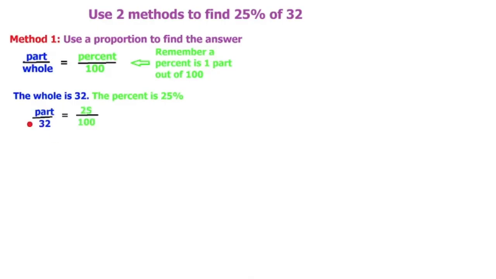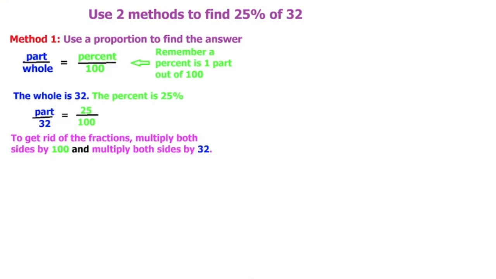So now we could just fill in the numbers. The part over the whole, which is 32, equals 25% over 100. So 25% is just 25 over 100. Now we just need to get part by itself. So to do that, get rid of the fractions, multiply both sides by 100 and multiply both sides by 32.